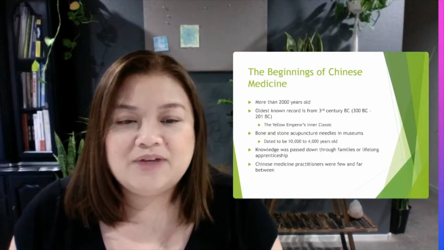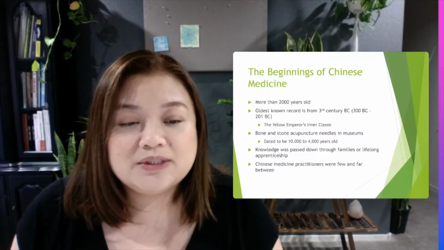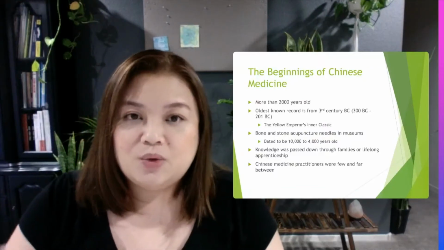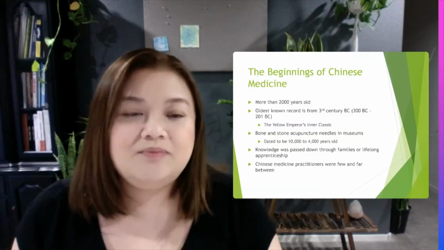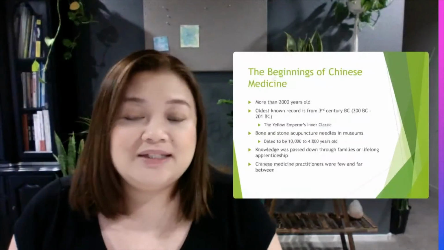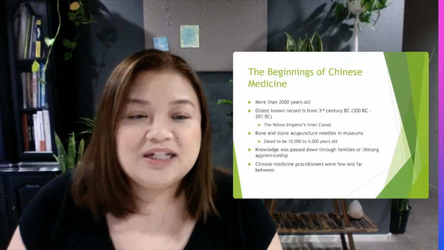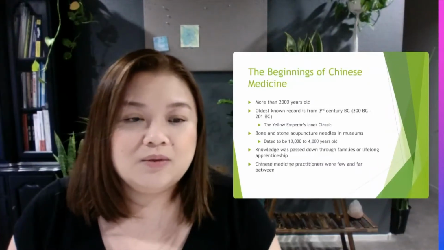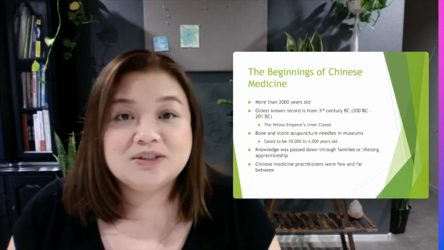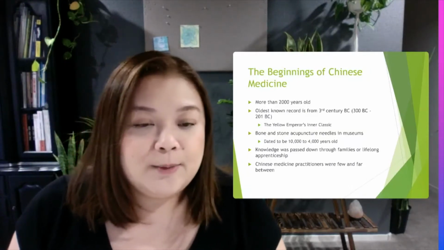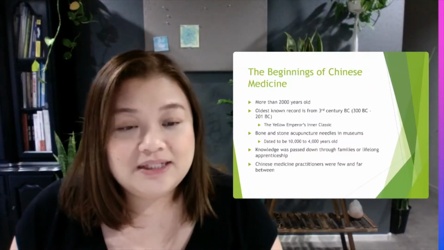If you know anything from back then, the reason that we don't have anything older is because the Chinese used to write with ink on bamboo strips. And because they didn't have very good protection back then, a lot of the old books that have been found just deteriorated, kind of like the Egyptian scrolls and things like that. But the oldest known record we have is from the 3rd century BC.